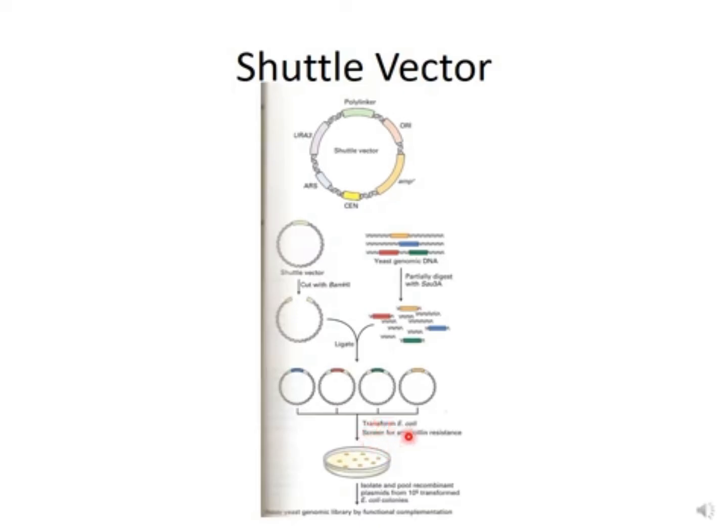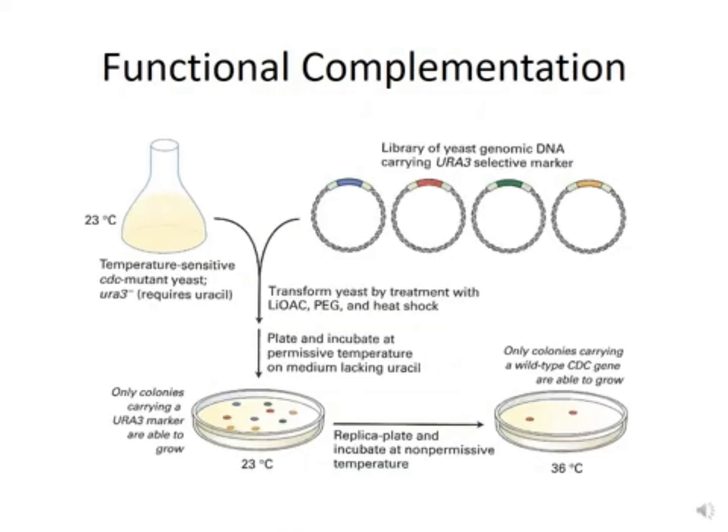This would show which cells have taken up the vector and which didn't. Then we allow the vector to make copies of itself and for the E. coli cells to replicate. Afterwards, we isolate the recombinant plasmids from the E. coli colony. Then we use functional complementation, which is something we discussed in the previous slide set, to select for certain genes.